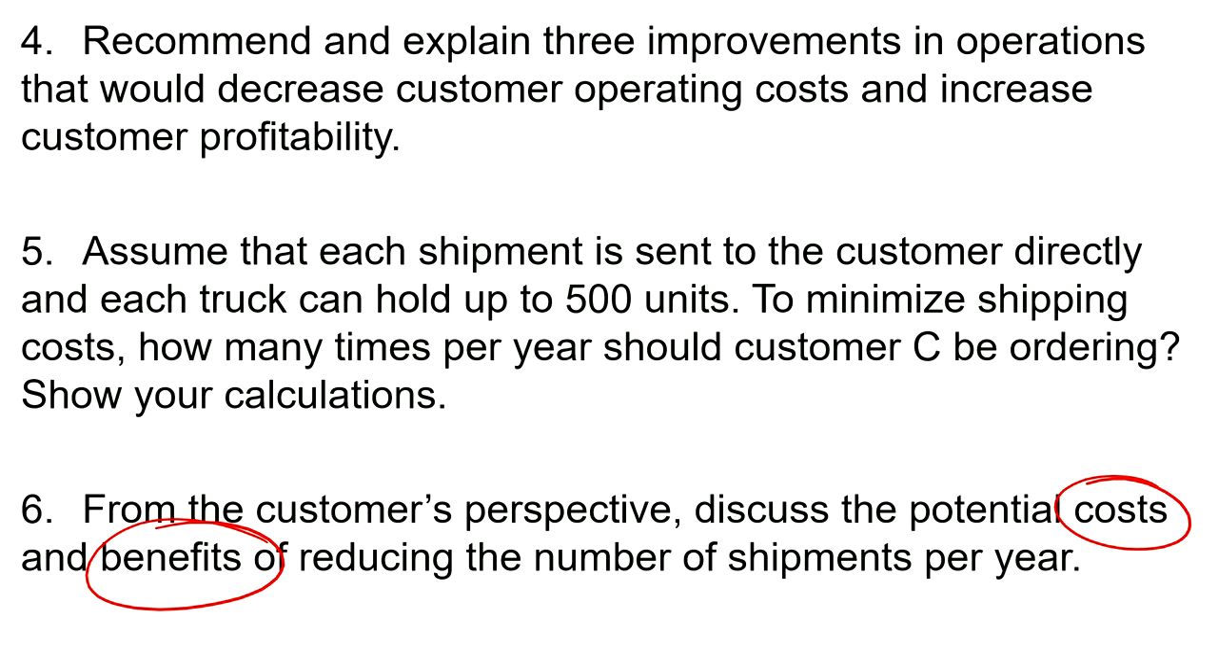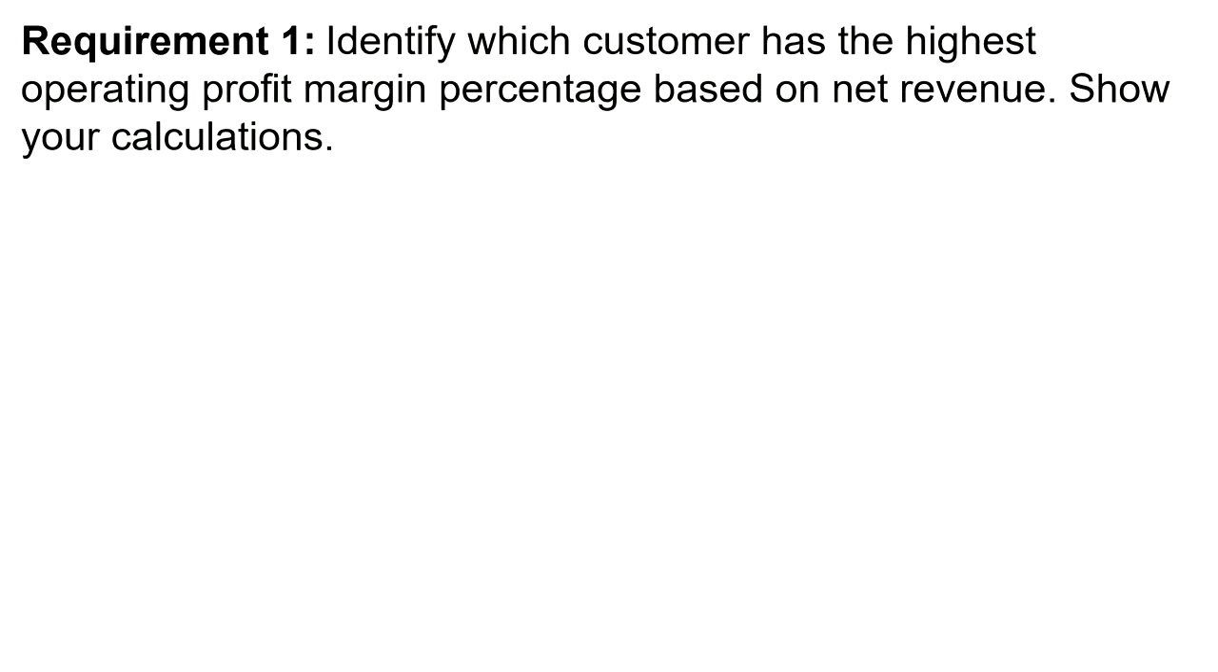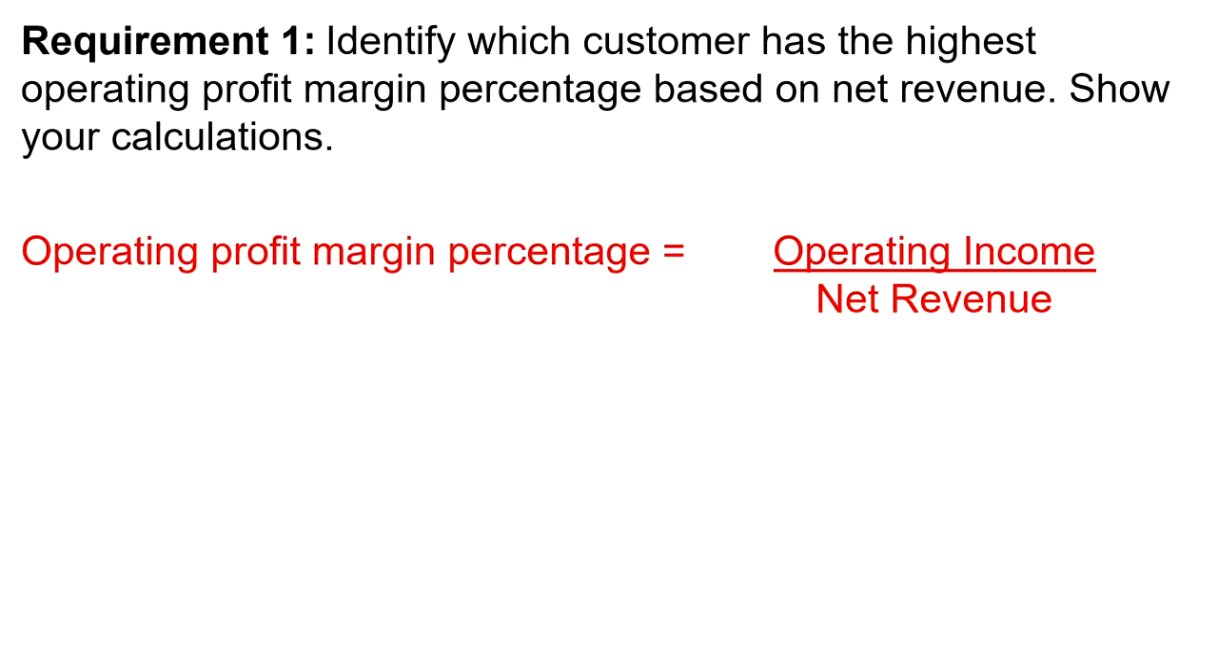But we start with requirement number 1, and we need to identify which customer has the highest operating profit margin based on net revenue, and we need to show our calculations. Well, we need to start with what is the operating profit margin percentage? What is it that we're even calculating? What are we doing to calculate this? And it's a very simple calculation. It's the operating income divided by the net revenue.